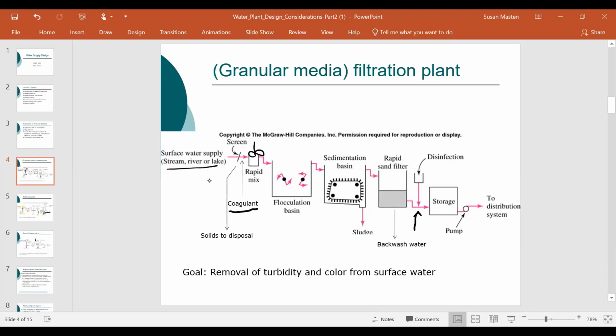And then finally, just as with the groundwater system, we have some sort of a corrosion inhibitor. So for instance, phosphate, orthophosphate, and often we will add fluoride for dental health. And then we'll disinfect. So we go in then to a storage, and then we distribute to the distribution system.